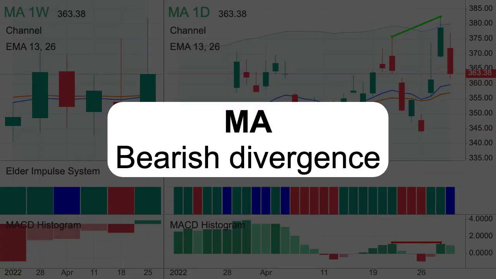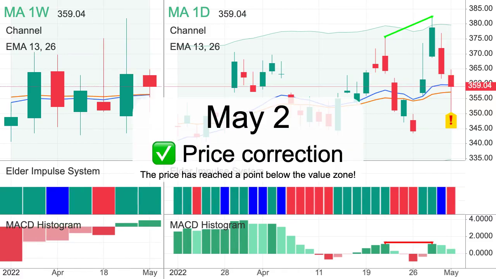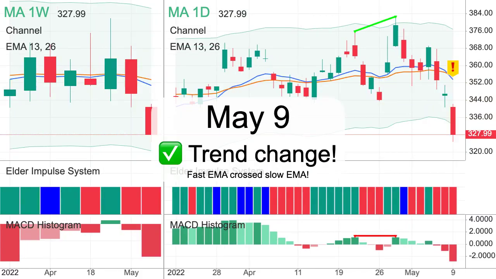Let's consider the stock of MasterCard Incorporated. On April 29, 2022, a bear divergence formed in an uptrend. This is a strong sell signal. There is a first light bar on the histogram. Are you ready to submit a sell order? The price has reached a point below the value zone. Fast EMA crossed slow EMA.